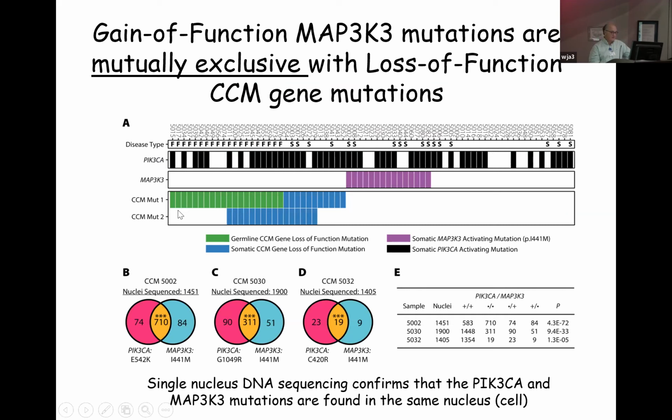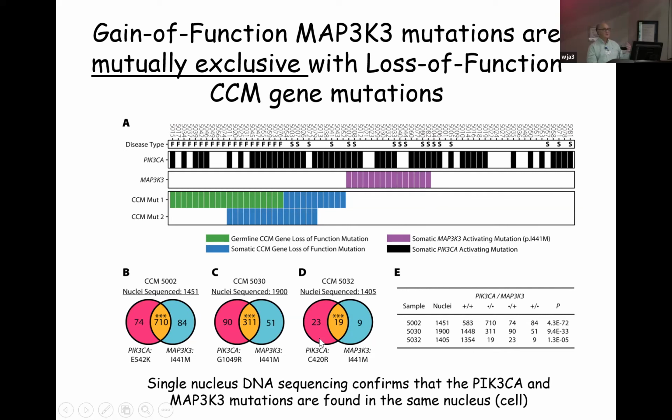But we found, and we're missing some mutations for various reasons, but what we found here was some of the missing ones that did not have a CCM mutation have a MAP3K3 mutation. And all down here is to show you that just some of these MAP3K3 also have a PI3 kinase mutation. And it's the same story.